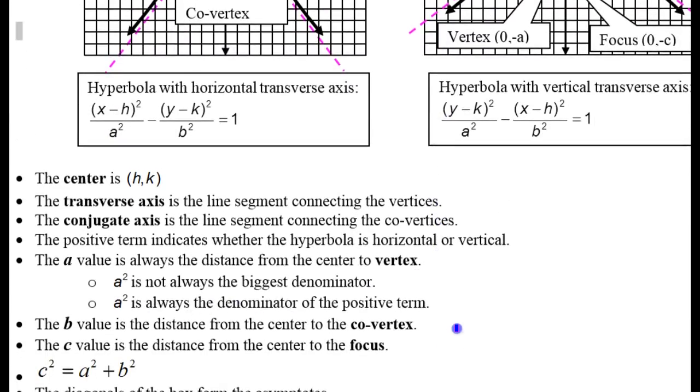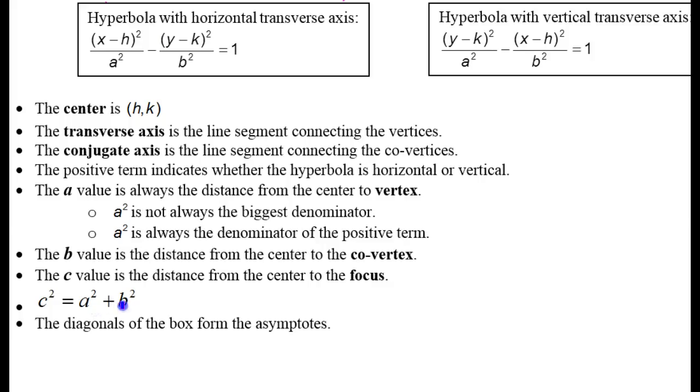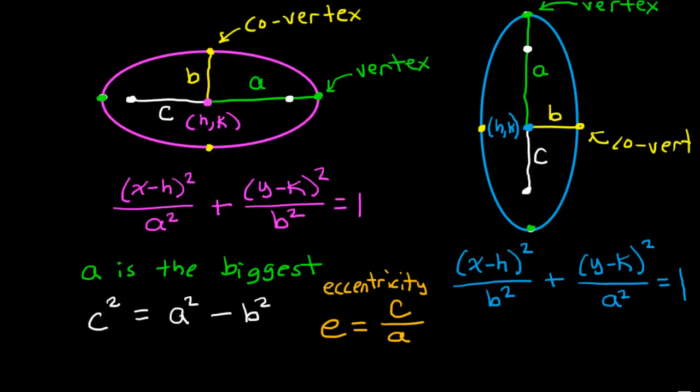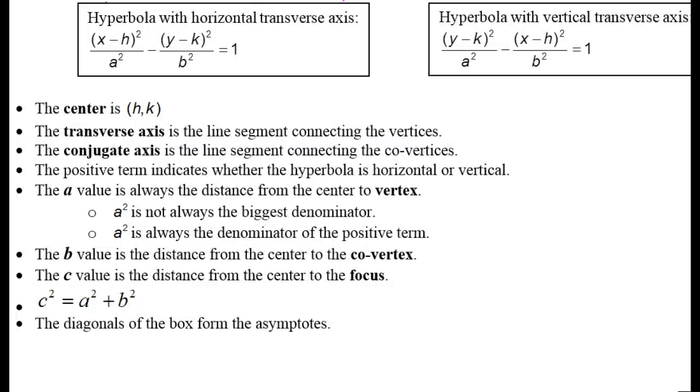Okay, I think we talked about all of this. Oh yeah, one more thing. When we were dealing with ellipses, the equation relating a, b, and c was c squared is equal to a squared minus b squared. For hyperbolas, the equation is now c squared is equal to a squared plus b squared. So that's different, so be careful.